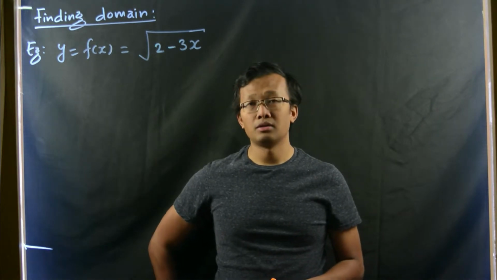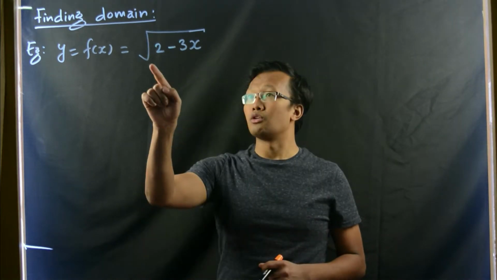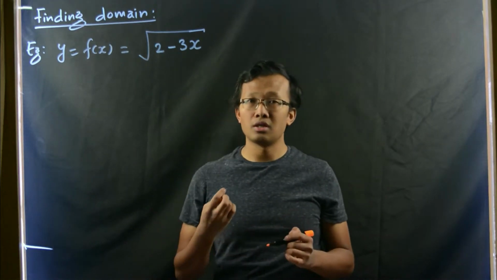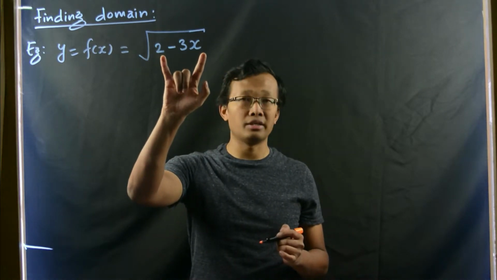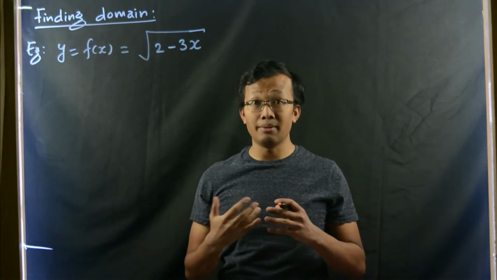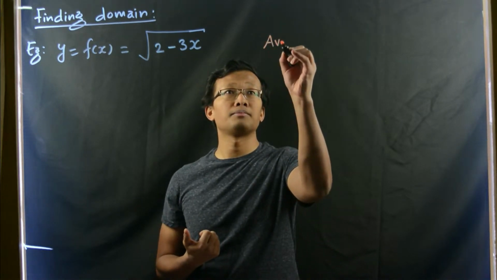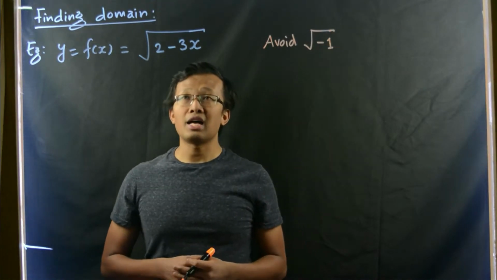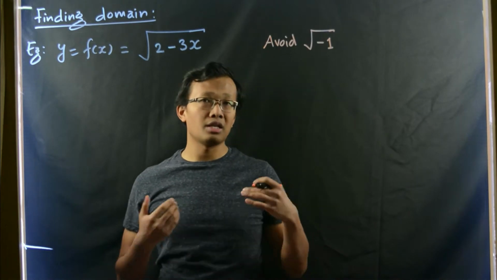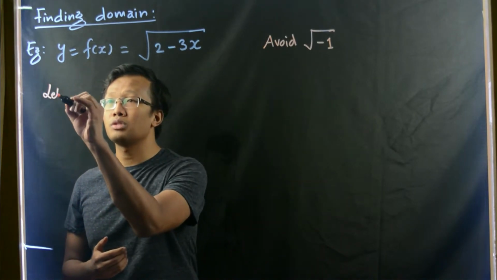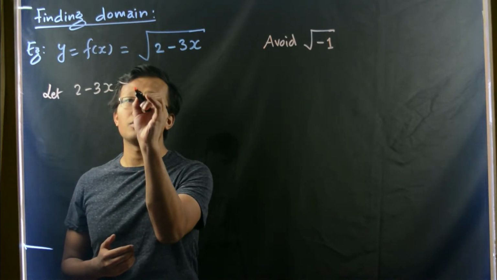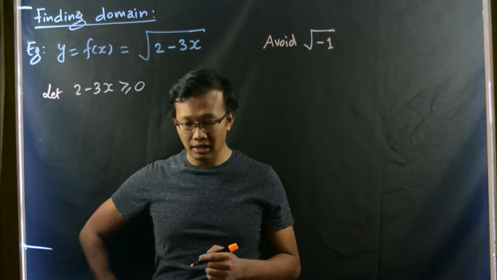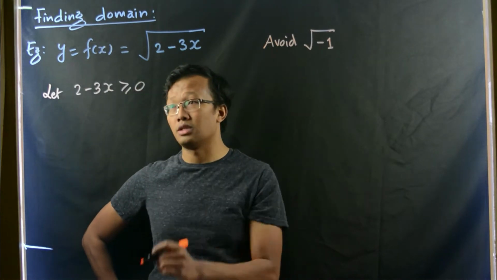Let's take another example which involves a square root function. Root under 2 minus 3x. If we have a square root expression, then we must not have negative numbers underneath the square root. That means we want to avoid the imaginary numbers. So avoid root under negative numbers, root under negative 1. So for that, this quantity must be greater than or equal to 0. So let us suppose 2 minus 3x is greater than or equal to 0. We need to solve this inequality. Let's do that and find the values of x, and that will give us the domain of this function.